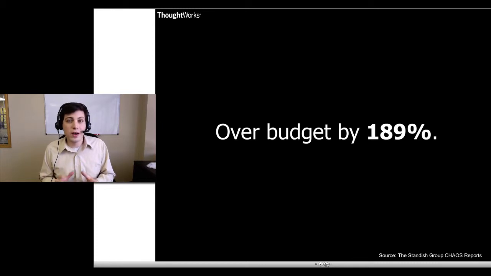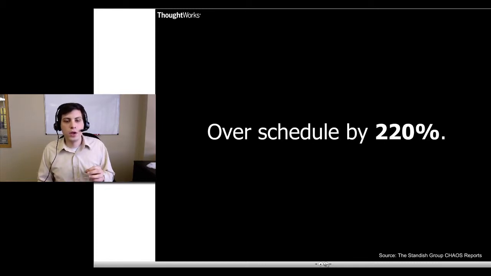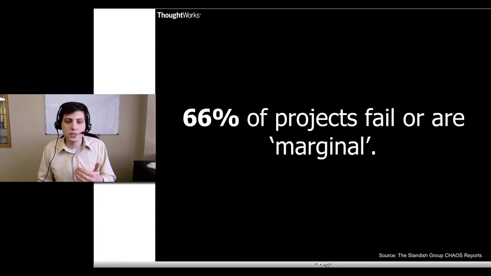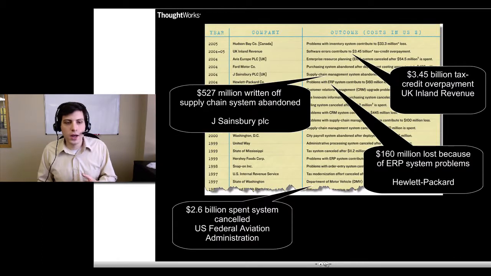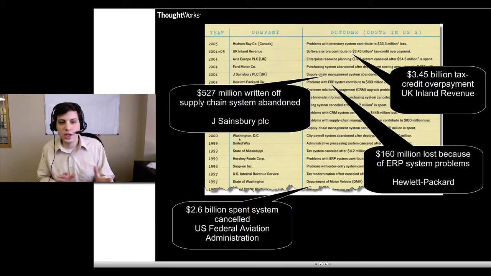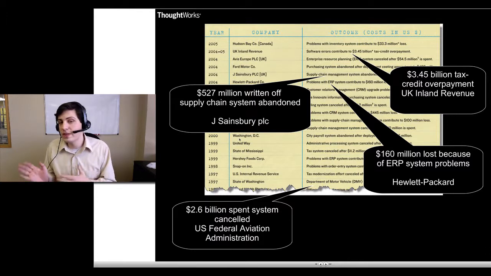Over budget by about 189%, over schedule by 220%. Only 61% of features end up being delivered in a final product. 66% of projects fail or are marginal. And so if you think about very specific cost overruns and things like that, from Hewlett Packard, 160 million lost because of ERP system problems, 527 million written off because of a supply chain system that was developed and then abandoned.